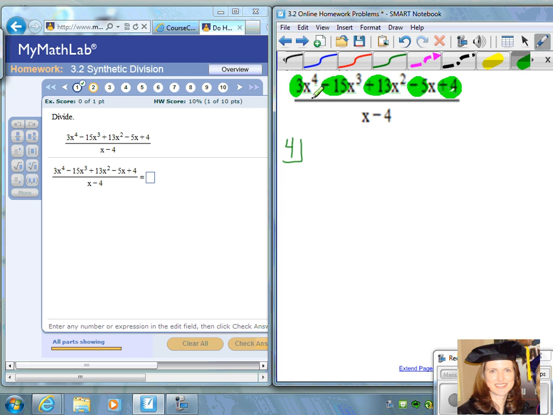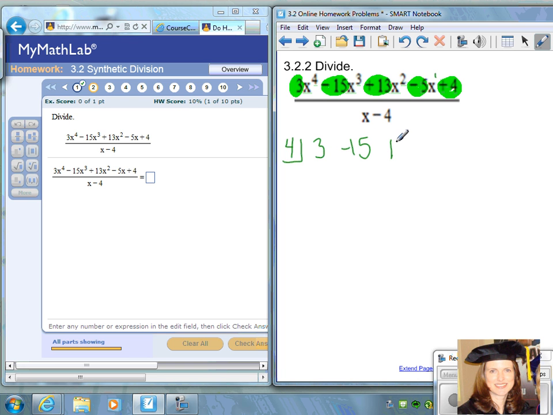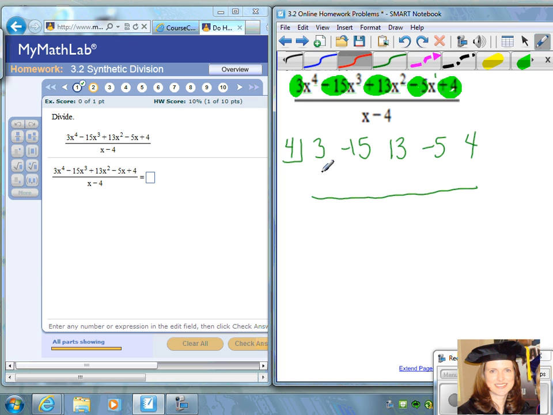And also you want to make sure there's no missing powers. X to the fourth, x to the third, x to the second, x to the first, everything is there. So let's go ahead and, okay, so we're going to list just the coefficients, 3, negative 15, positive 13, negative 5, and positive 4. Leave a space. Okay, then the first number after the number in the box is 3, that coefficient 3.